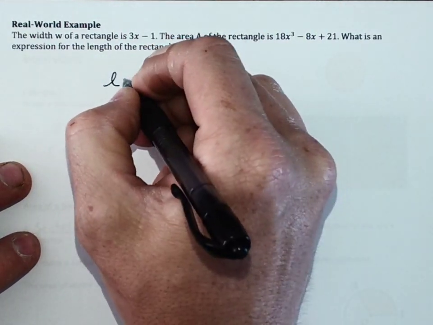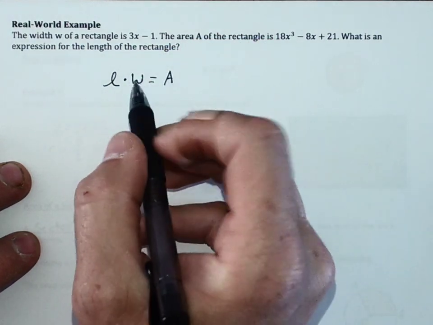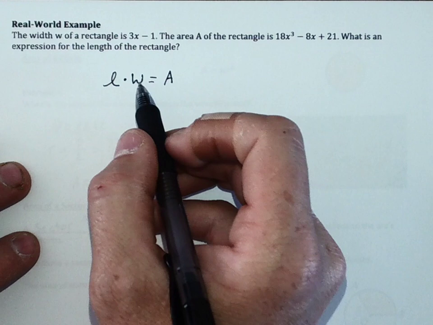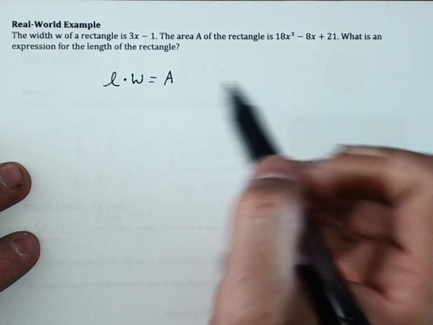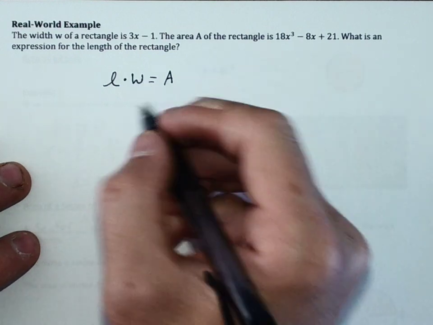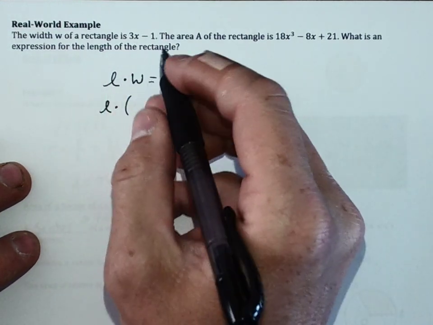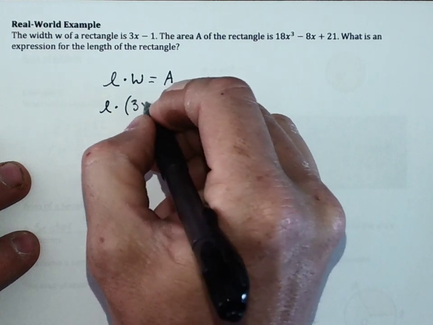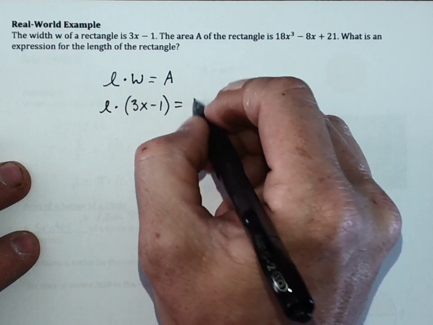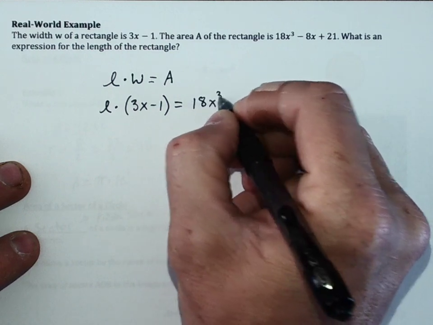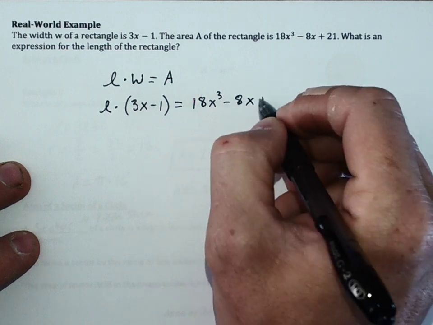The area of a rectangle is found by taking the length and multiplying it by the width and getting your area. So we don't know the length, but we do know the width. We have the length times the width, which is 3x minus 1, equals 18x to the third minus 8x plus 21.